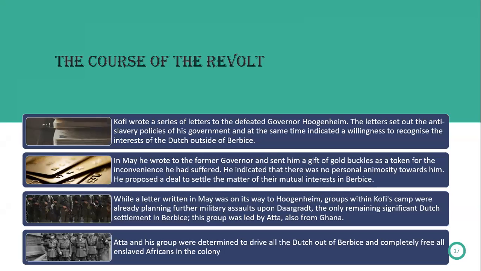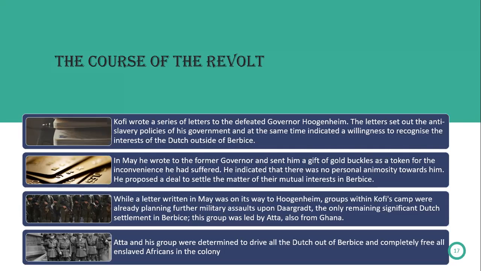Following his installment, Kofi wrote a series of letters to the defeated Governor Hoogenheim. The letters set out the anti-slavery policies of his government and at the same time indicated a willingness to recognize the interests of Dutch outside of Berbice. In May, he wrote the former governor and sent him a gift of gold buckles as a token for the inconvenience he had suffered. He indicated that there was no personal animosity towards him and all he wanted was the enslaved's freedom.